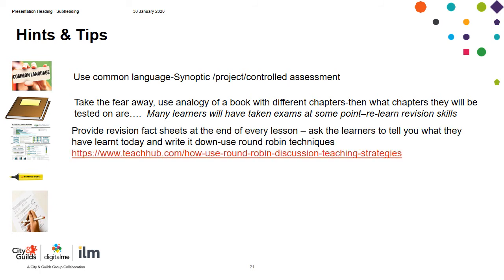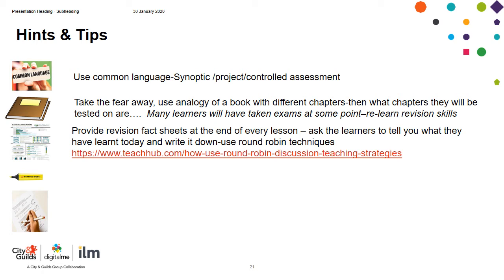It's also important to provide revision fact sheets at the end of every lesson and ask the learners to tell you what they've learned today and write it down. You may find using techniques such as the round robin strategy useful. This is where students are situated around a table in a discussion. Students then generate ideas on a specific topic or question. With this strategy, there is equal participation among students as well as multiple discussions that can take place. I've included a link which provides more detail.